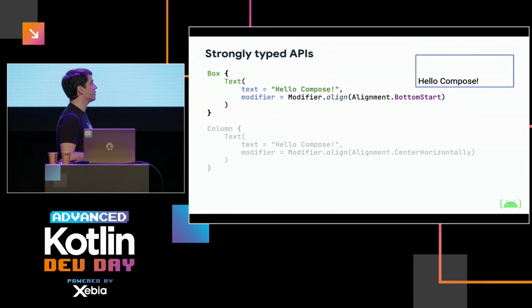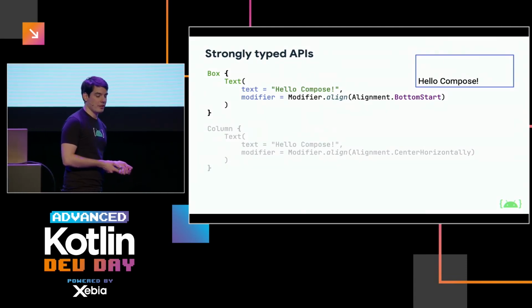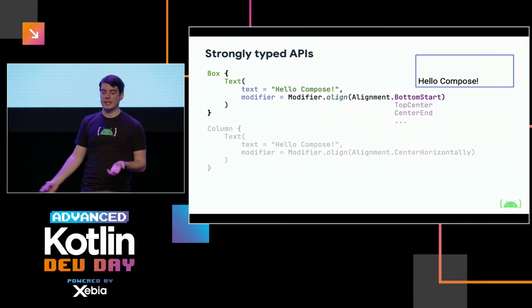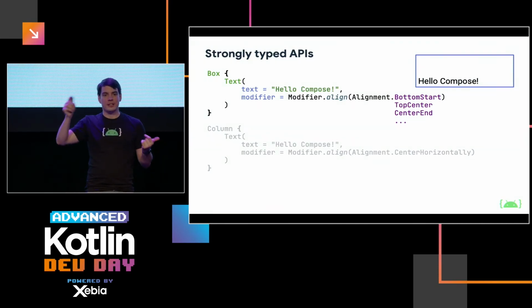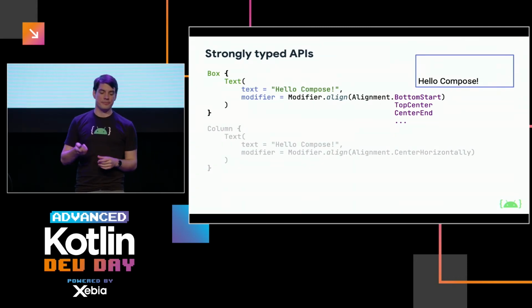In the case of a box with a piece of text placed into it, we can use the align modifier to align it both vertically and horizontally within the box. So for example, we can align it to the bottom start like this. And other options would be things like top center or center end. You can imagine that there's 9 different options of aligning something within a box.